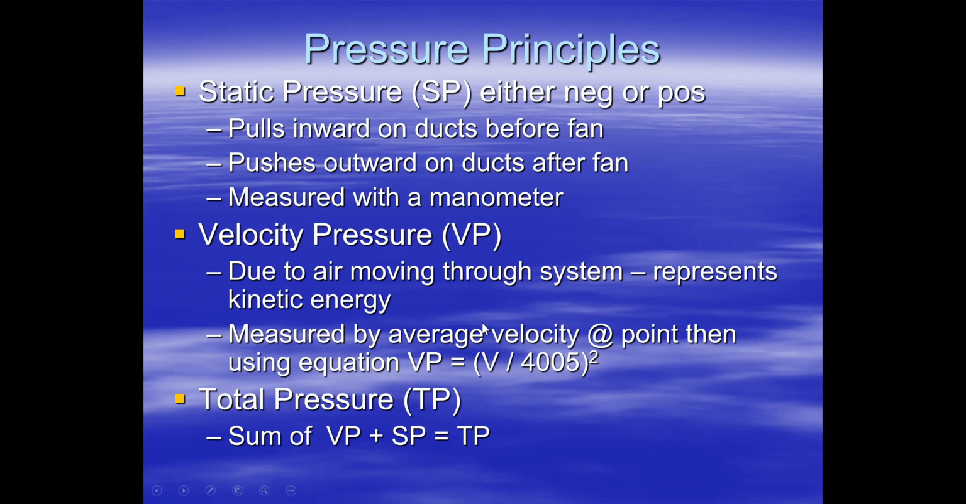Now we're going to do this in lab in a couple weeks, measure the average velocity. The velocity pressure is equal to the velocity divided by 4,005, squared, or if you solve that for velocity, velocity is 4,005 times the square root of the velocity pressure.